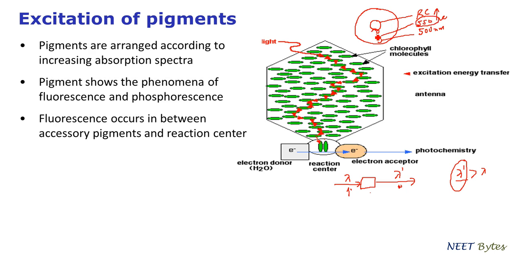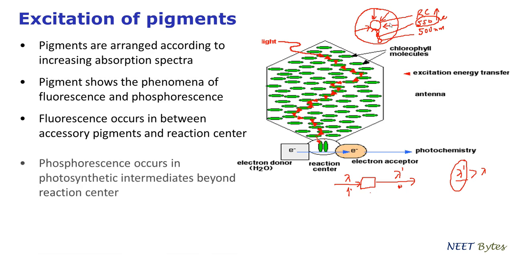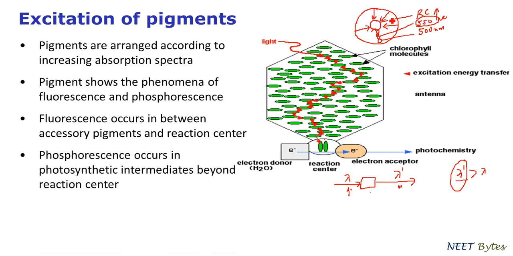Once it is a greater wavelength, naturally it will fall in the absorption limit of the adjoining pigment. Similarly, this one is also going to emit light with a higher wavelength, so naturally it will fall on the molecule nearer to the reaction center, and thereby one-way channelization of energy from the periphery to the center happens. So that is the advantage of why the molecules are arranged in increasing absorption spectra.